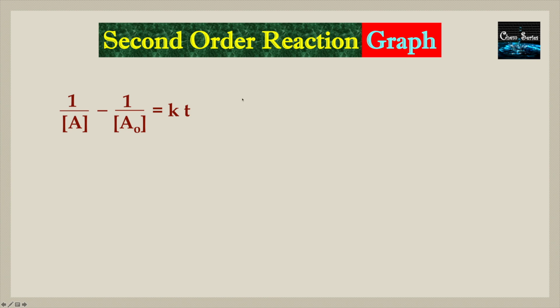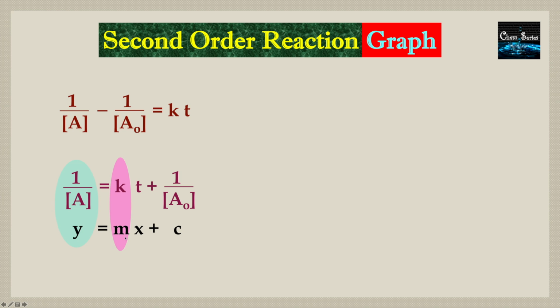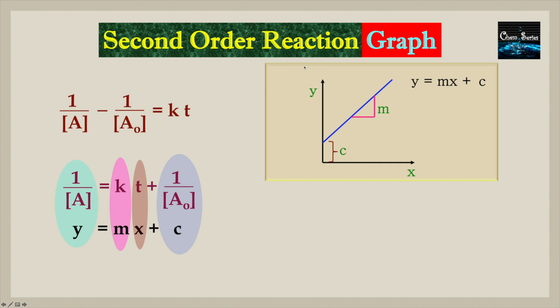Coming to the second order reaction, this is the rate constant equation that we obtained by derivation. Just rearrange this, so it will be 1 by A is equal to kt plus 1 by A naught. So this is y is equal to mx plus c, right? Y takes 1 by A, the rate constant will be the slope, on the x-axis you have time, and 1 by A naught is the intercept. This is the general plot of y is equal to mx plus c, and this is your graph of the second order reaction.